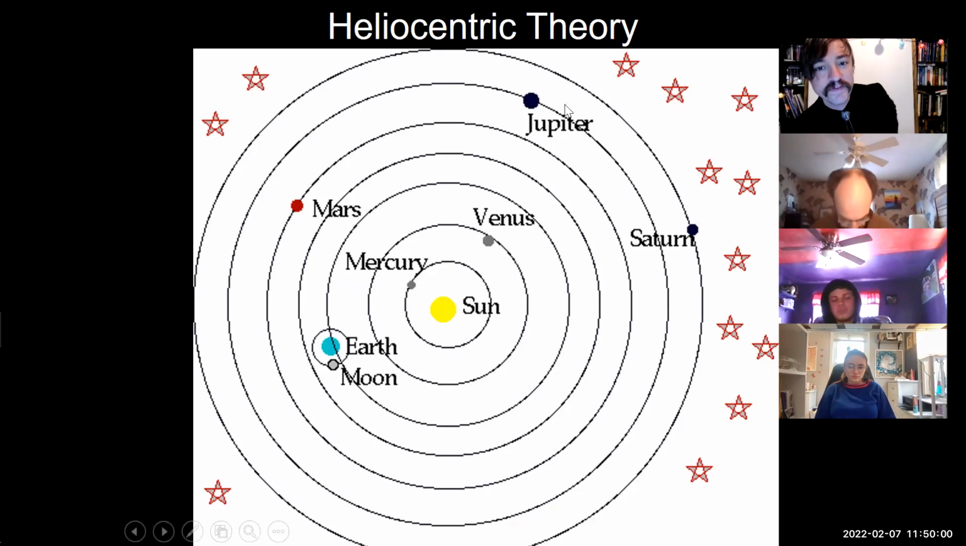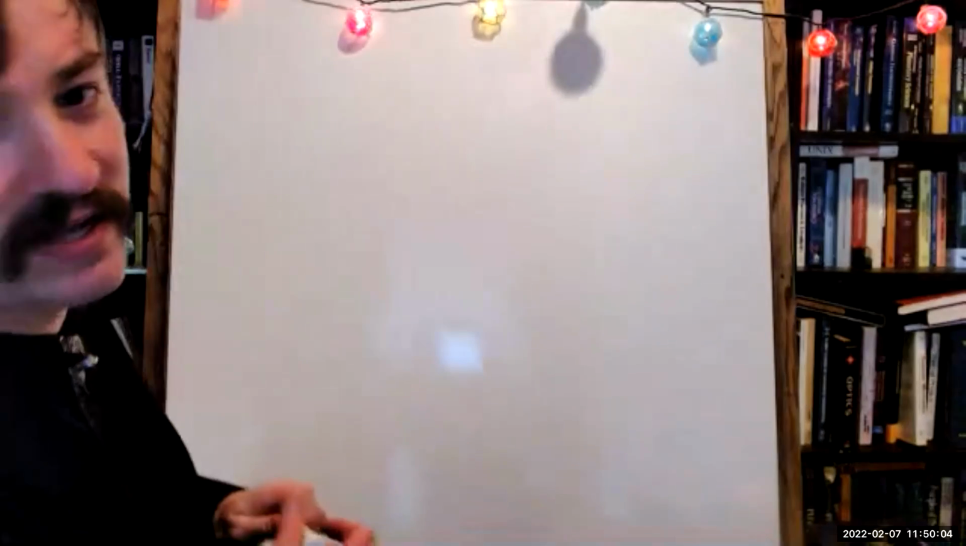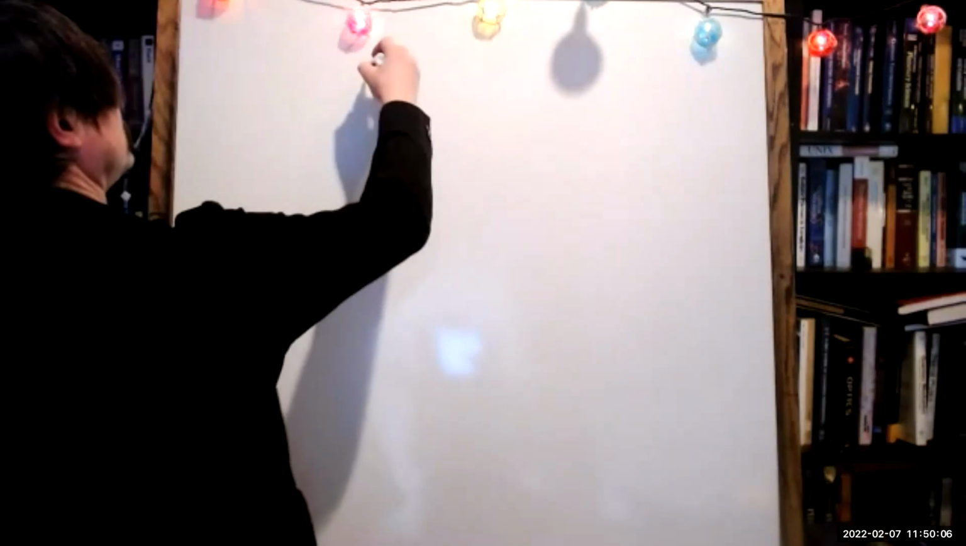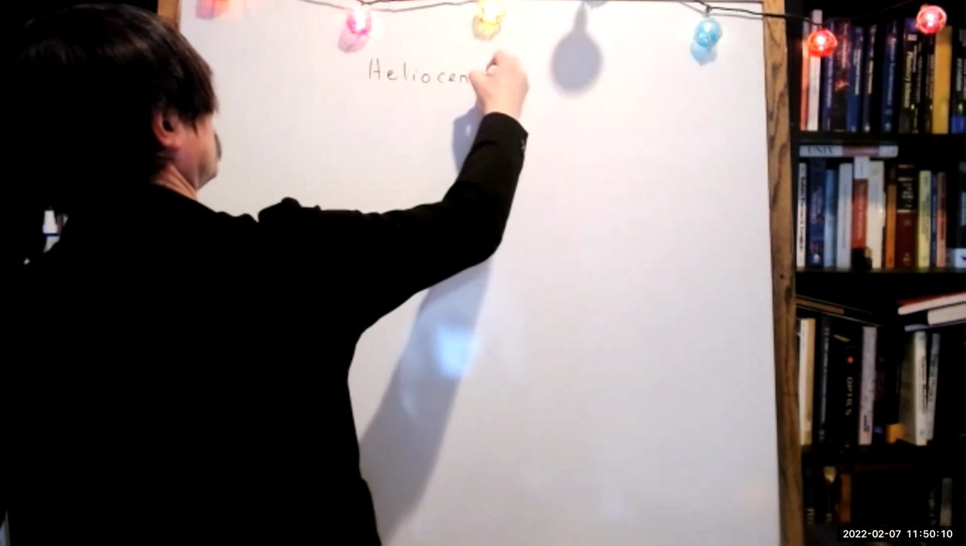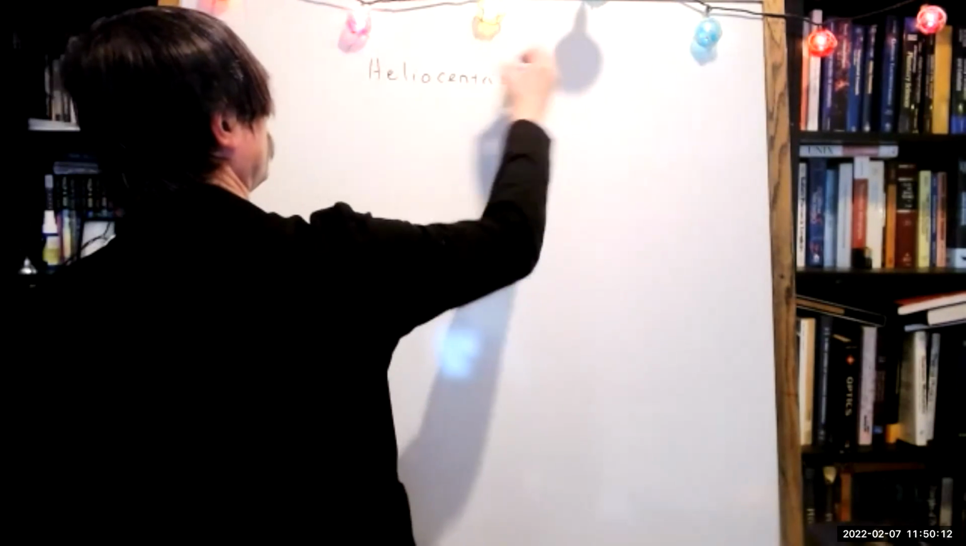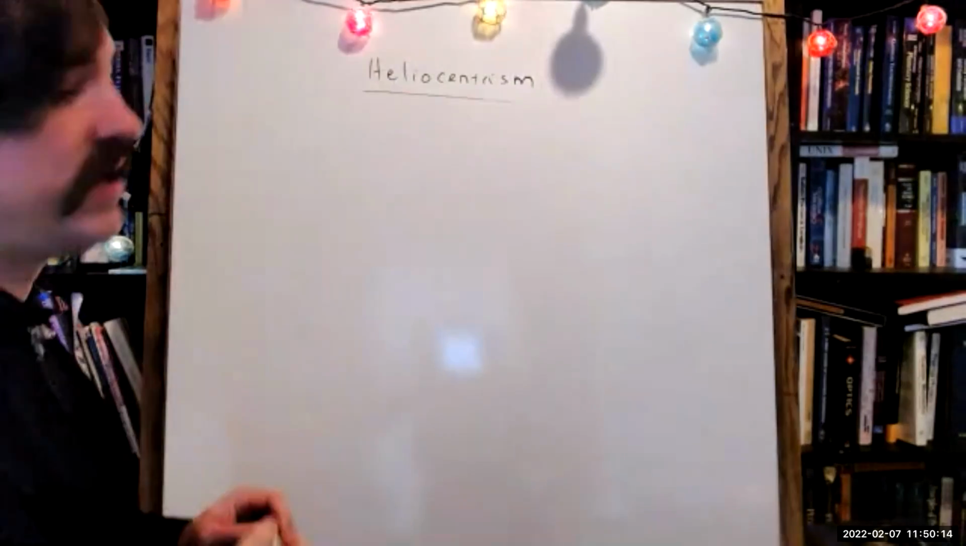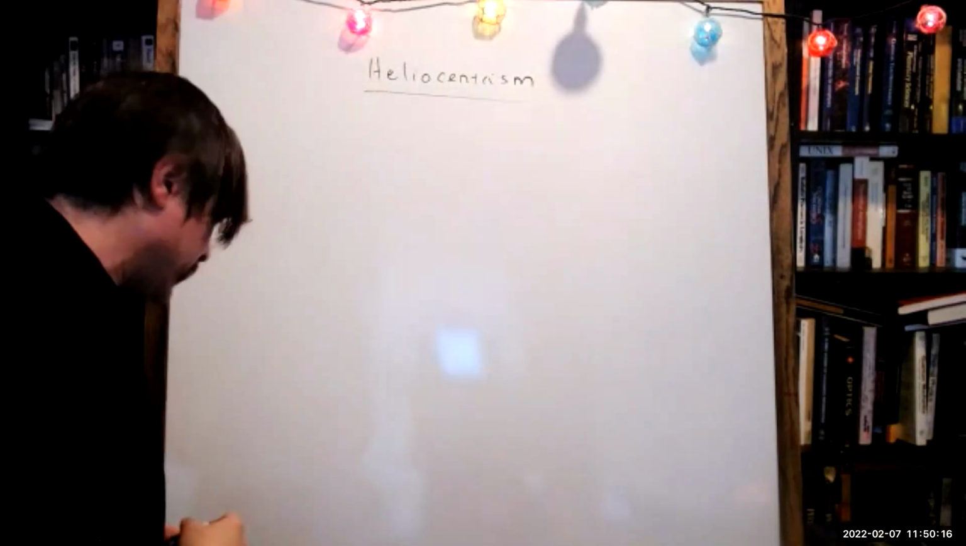So let's take a couple of notes about the Copernican Revolution, the heliocentric revolution. This is where we get our modern heliocentric theory of our solar system.